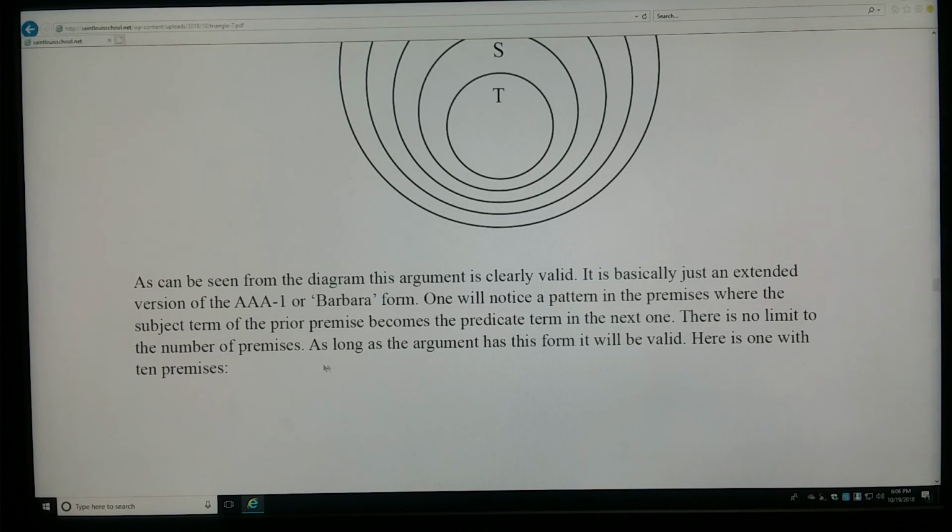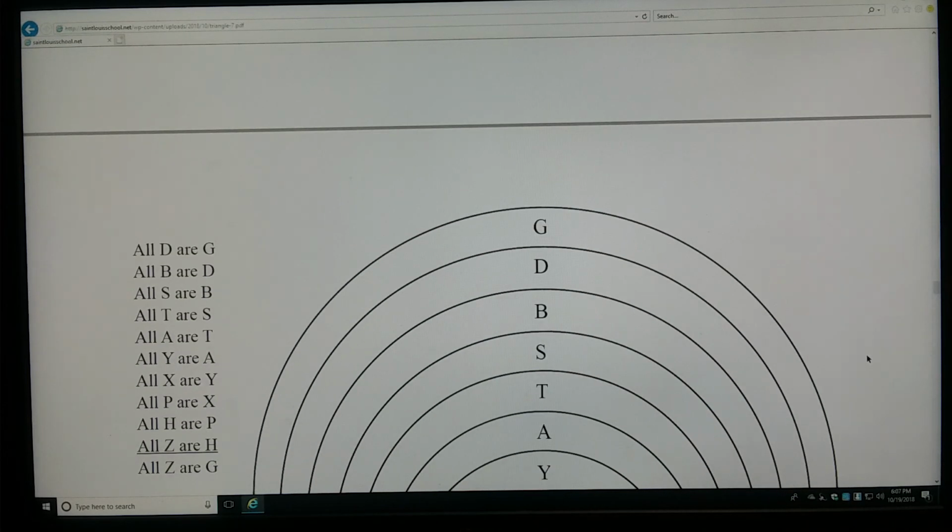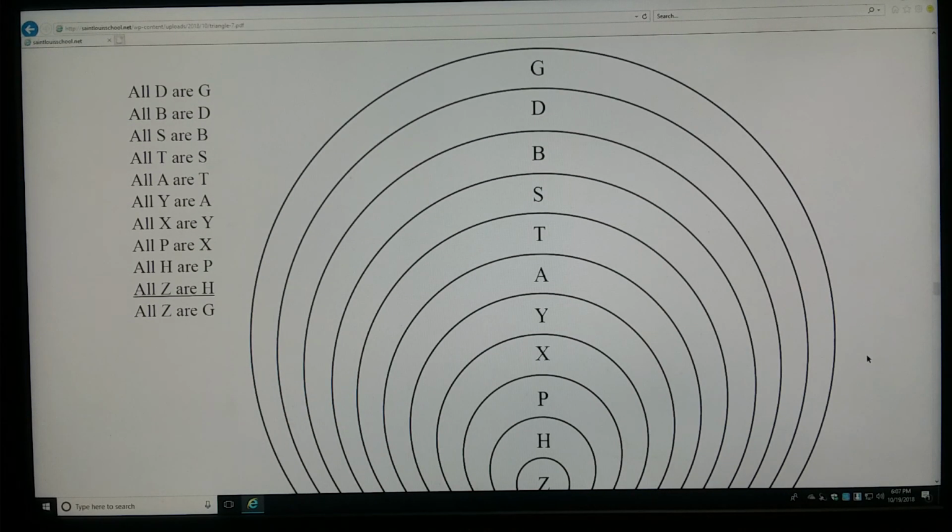Now, there's really no limit to the number of premises that you could have. As long as the argument has that form and has that characteristic pattern, it's going to be valid. So here's an example with 10 premises. And this also is going to be valid. Now, one thing that you'll notice is that it has this kind of crisscross pattern where the subject term in one premise then becomes the predicate term in the next. So you can see that these premises are all linked together in this chain. So as long as it has this form, there's really no limit to the number of premises that you would have, and the conclusion would have to follow as long as the premises are true.